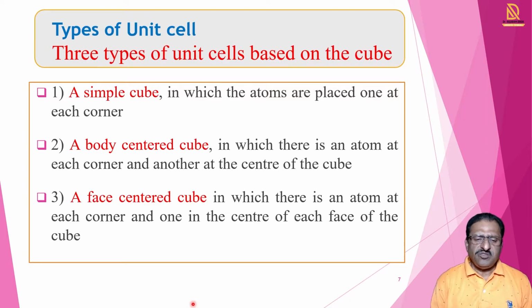Then the third type is the face centered cube. In this face centered cube unit shell, there is an atom at each corner and one at the center of each face of the cube. Such a structure is the face centered cube. So we see the shapes of these different types of unit shells.